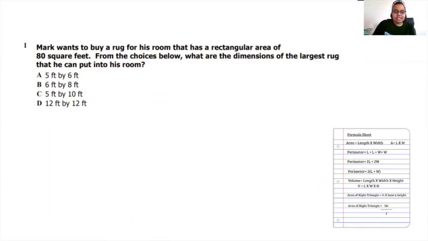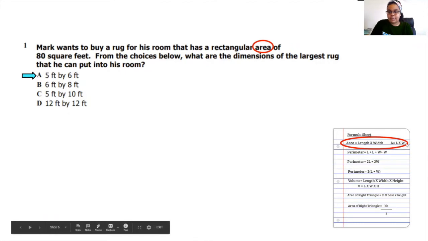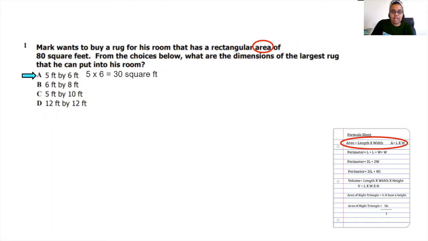Now, we know that Mark's room is 80 square feet, and I know that this problem says area, so I know that I'm going to have to use my formulas for area for this particular problem. If I look at A, and I want to find the area for A, 5 feet by 6 feet. Well, to find area, I know that I need to do length times width. So 5 times 6 is going to give me 30, and we're talking about area, so I have to watch my unit, square feet. B, I'm going to have to take 6 times 8, which is going to give me 48 square feet.